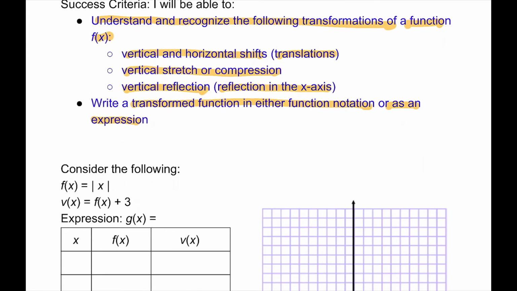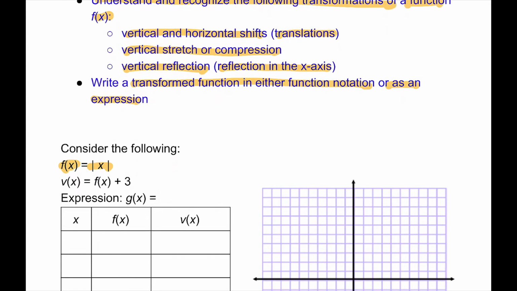I'm going to start off with an example. Here we're going to define a function f of x to be the absolute value of x. So we're looking at a parent function, the absolute function. And we're going to have another function, v of x, which is based off of f of x. In other words, it's a transformation of f of x. How are we transforming it? We're taking f of x, in this case the absolute value of x, and whatever we get as an answer, we're going to add 3. Hopefully from this we can see how this affects the graph and why.